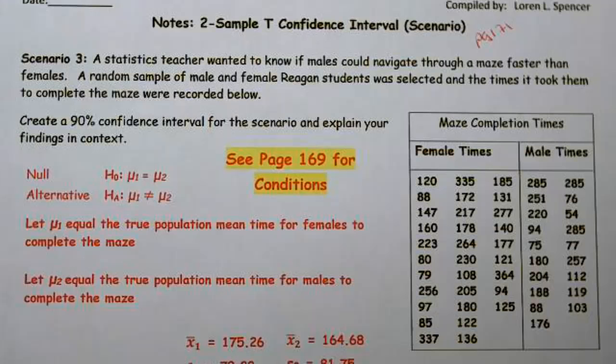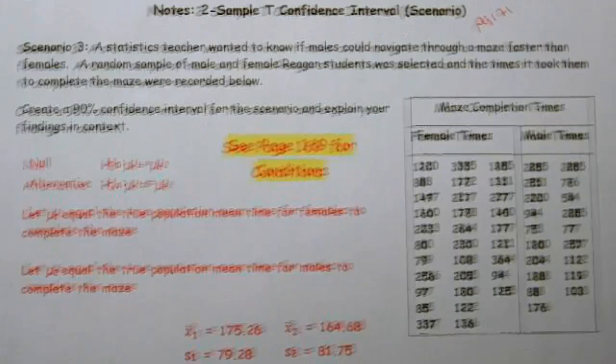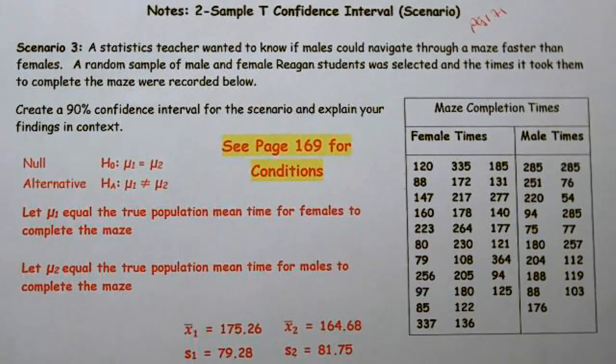Okay, this is page 171 of the note spiral, and this is scenario 3 for two sample confidence intervals. Statistics teachers want to know if males can navigate through a maze faster than females. A random sample of male and female Reagan students was selected, and the times it took them to complete the maze were recorded below. Create a 90% confidence interval for the scenario, and explain your findings in context.